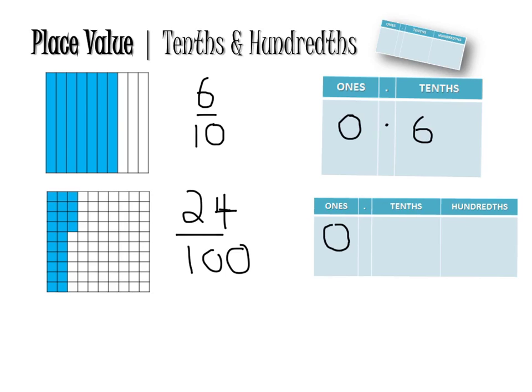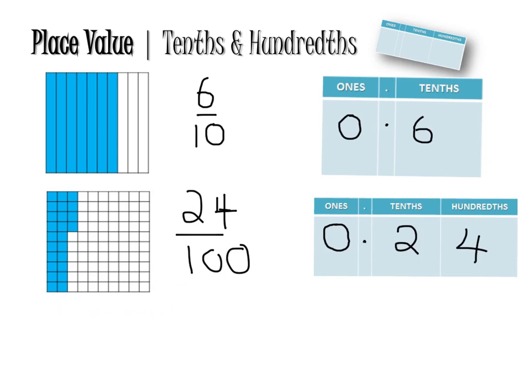So I have 0 ones, because I have no wholes shaded. I put a decimal point there. Now my 24/100ths is written like this. My 2 is in the tenths place, and my 4 is in the hundredths place, which is the same as this fraction. So this decimal is the same as this fraction, which is the same as this picture here.